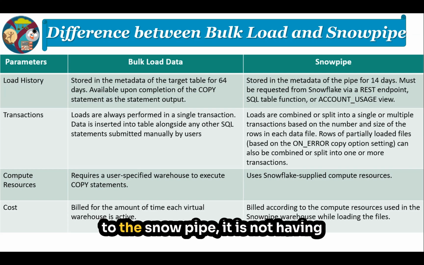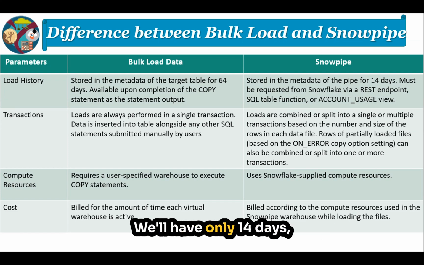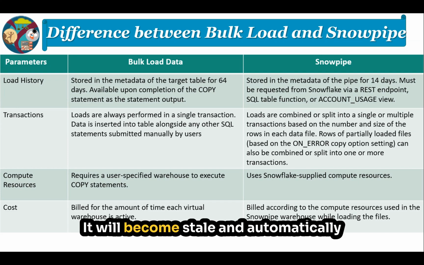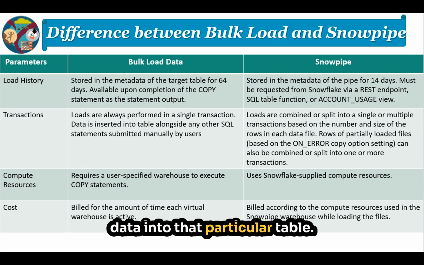But coming to the Snowpipe, it does not have that many days of metadata backup. It will have only 14 days. After 14 days, if you are not using this particular Snowpipe, it will become stale and automatically you lose your metadata also. Metadata in the sense is just a kind of history reference: what files got processed successfully, and that you are going to store this data into that particular table.